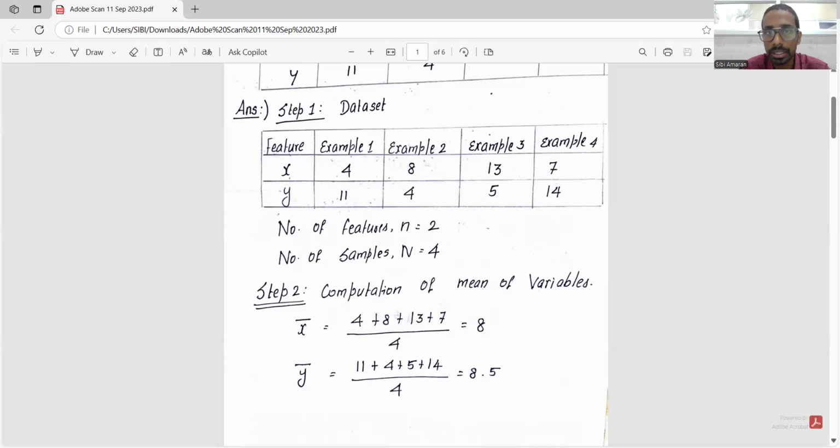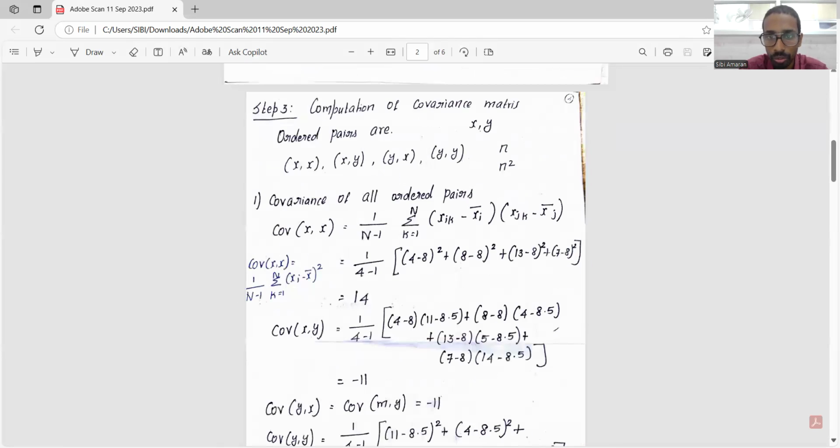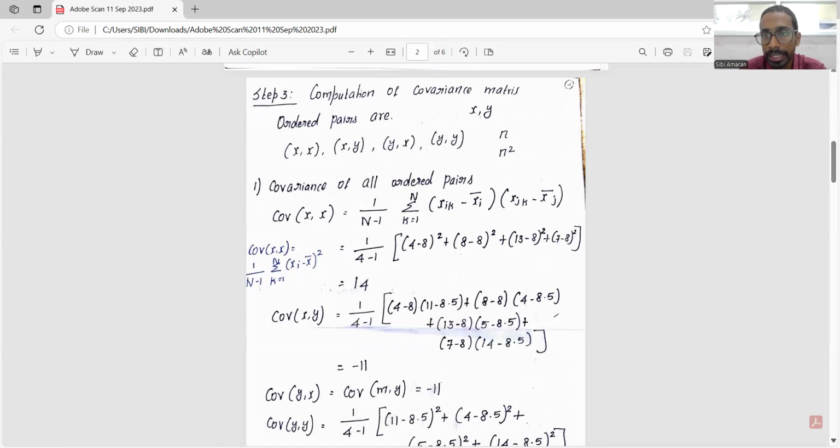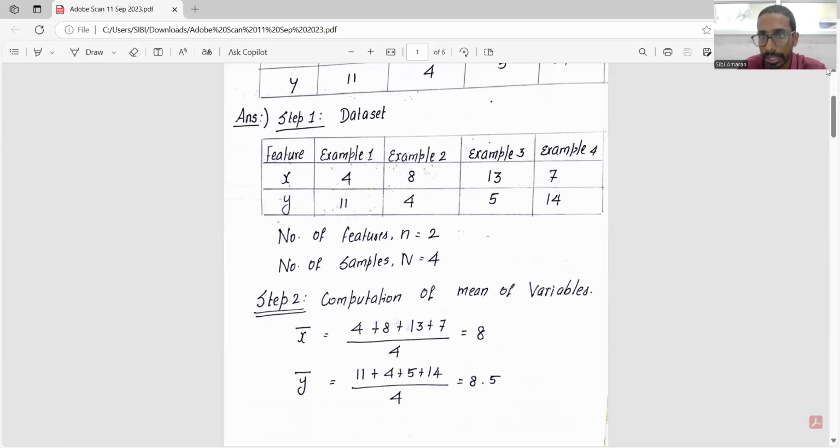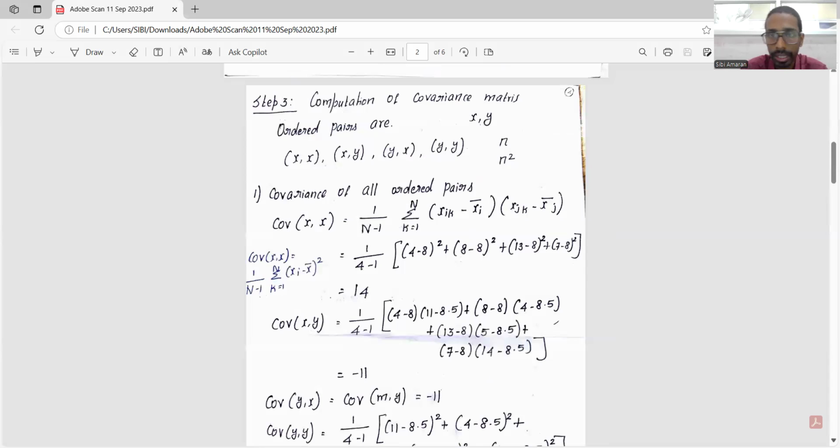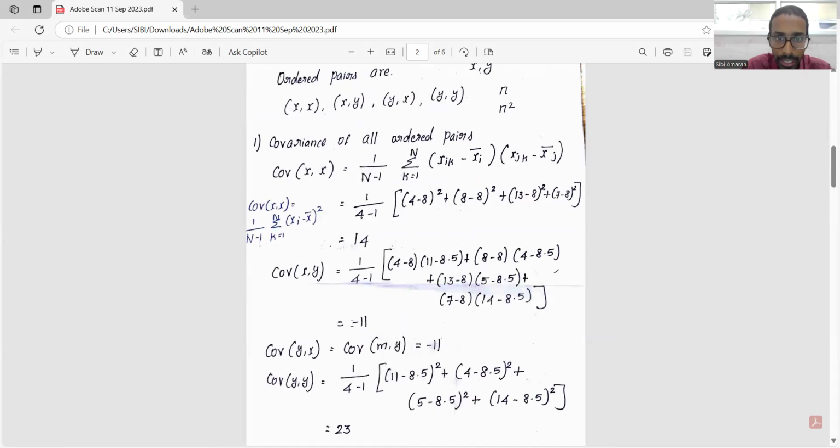For X comma Y: 4 minus 8 into 11 minus 8.5, plus 8 minus 8 into 4 minus 8.5. That's what is written here. Now for example 3: 13 minus 8 into 5 minus 8.5. Finally, 7 minus 8 into 14 minus 8.5. This is what was represented here. Finally, the value I get is minus 11. Similarly, Y comma X is the reverse of it, so we get the same value.